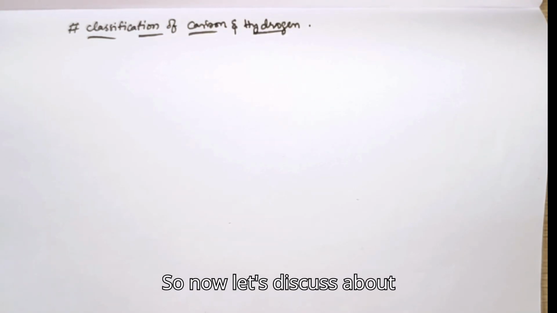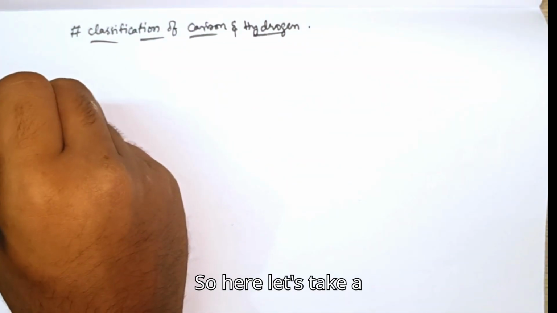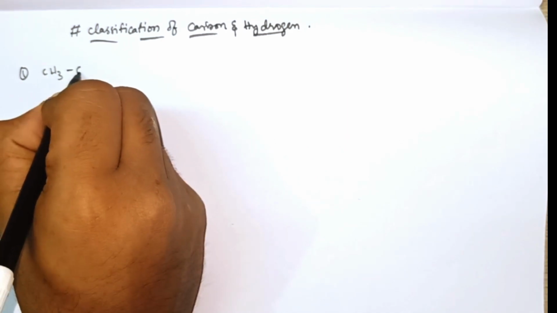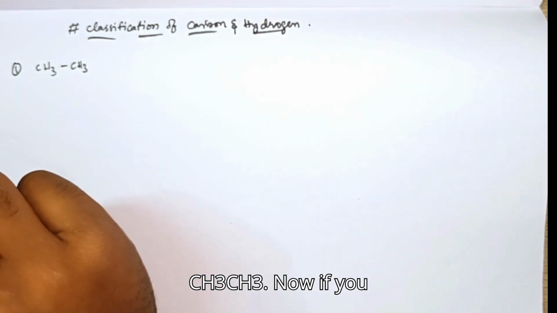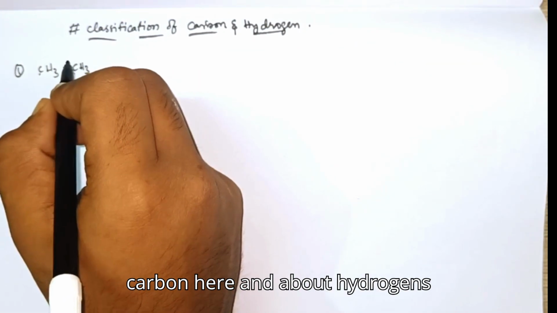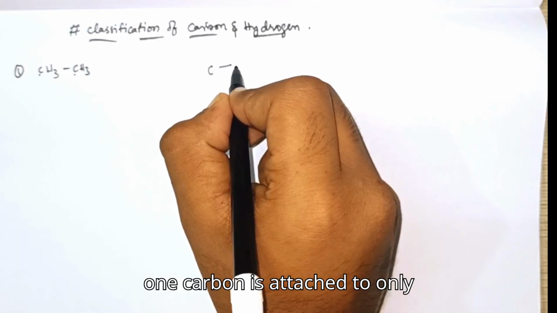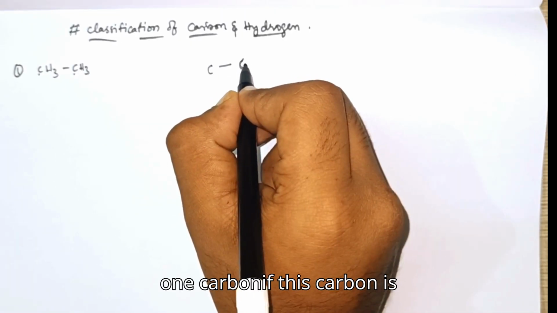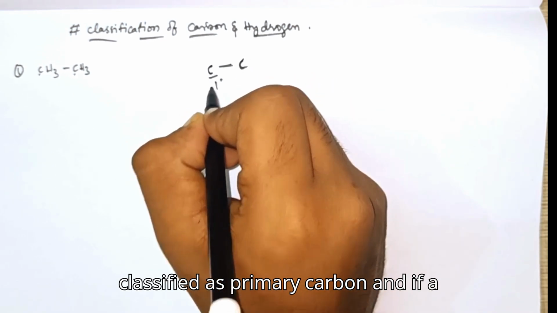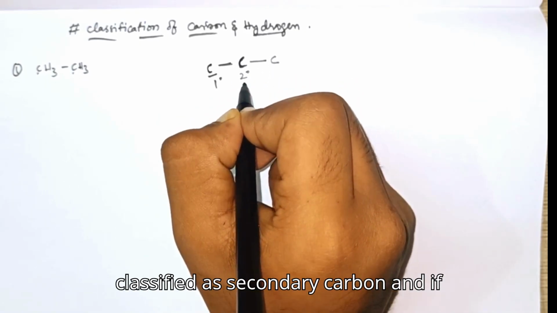So now let's discuss the classification of carbon and hydrogen. Here let's take a good example, ethane, CH3CH3. Now if you want to classify the carbon here, and the hydrogens, you must remember: if a carbon is attached to only one carbon, then it is classified as primary carbon. And if a carbon is attached with two carbons, it is classified as secondary carbon.